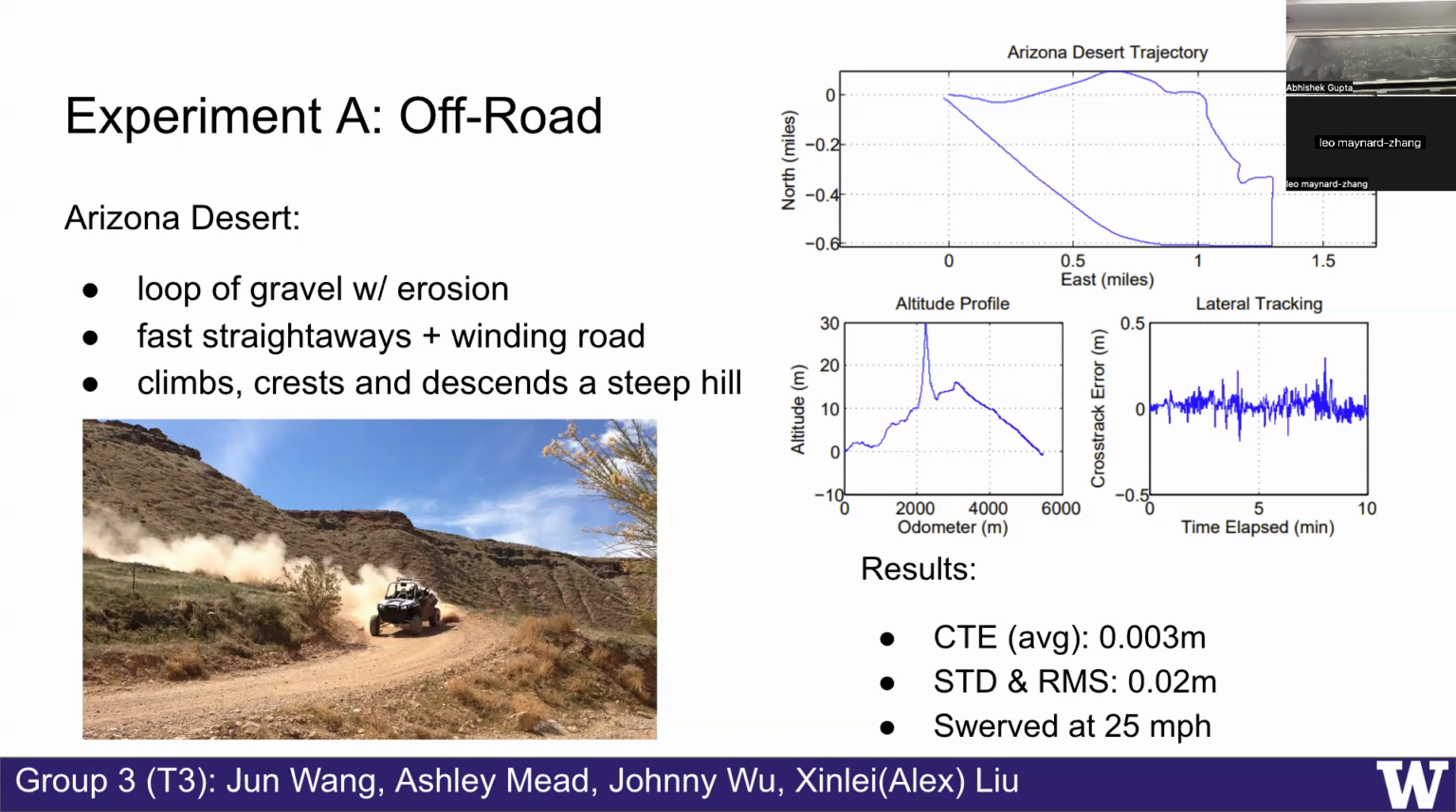Up there, that's the whole path, and right here, this is the altitude. The highest altitude that they go is 30. And you also measure the cross-track errors in this graph from 0 to 10. As you can see, cross-track error is from negative 0.5 to 0.5 meters, which is pretty low.